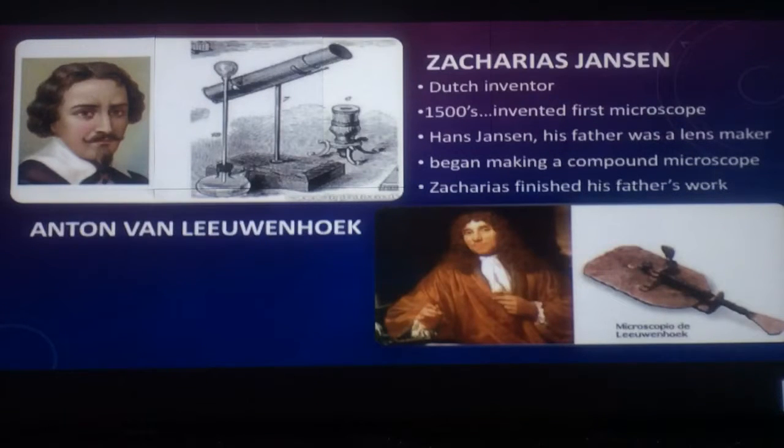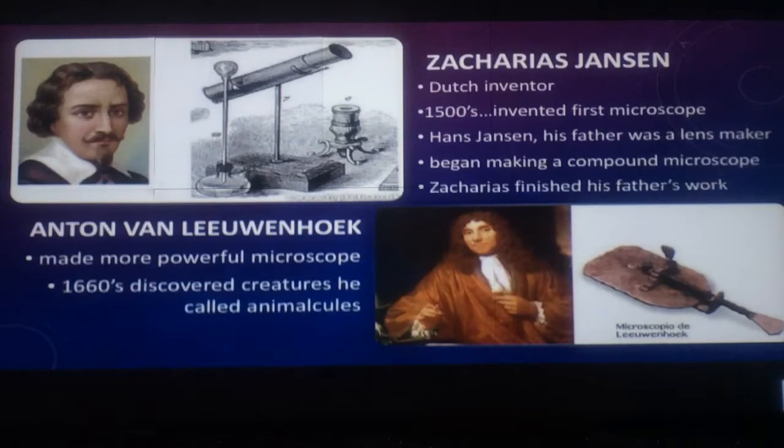This man developed microscopes further. He actually made a more powerful microscope than Zacharias. And in the 1600s, or the 1660s, he discovered these little tiny creatures, and he named them animalcules. It comes from the word molecule, which we learned about in another chapter. Animalcules, little tiny animals that he discovered in water. His microscope could magnify an image 300 times its original size.